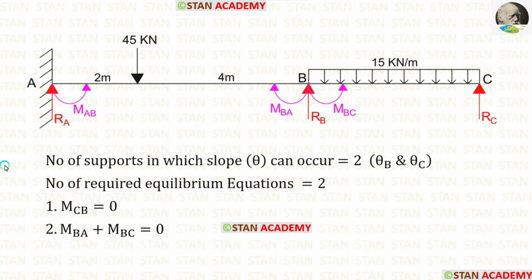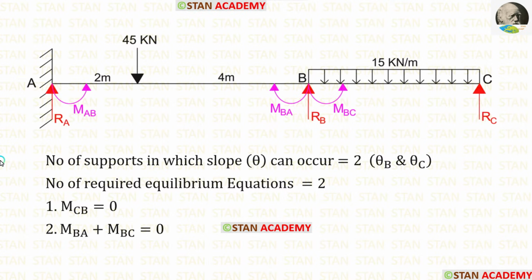In this beam, first let us look at the ends. In the point A, we are having a fixed support. In the fixed support, there will be a moment, so we cannot make an equilibrium equation. In the point C, we are having a hinged support. In the hinged supported end, there will be no moment, only there will be vertical reaction. So M_CB is equal to 0. This is our first equilibrium equation.